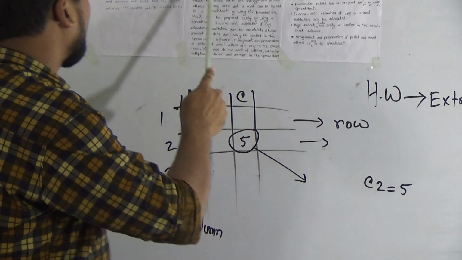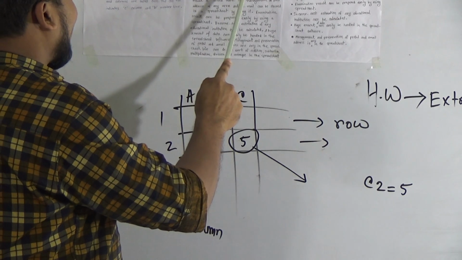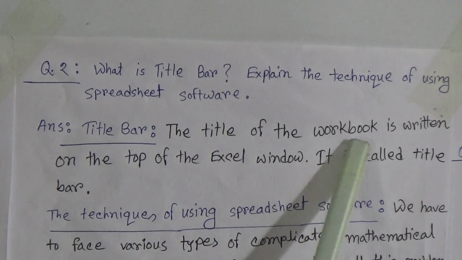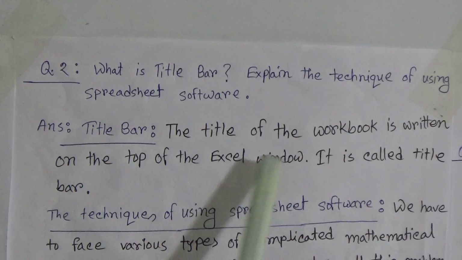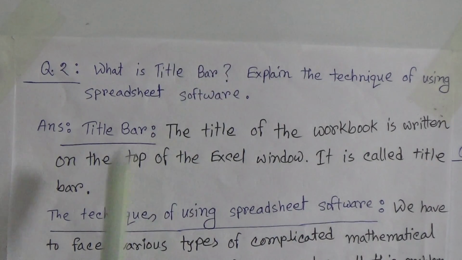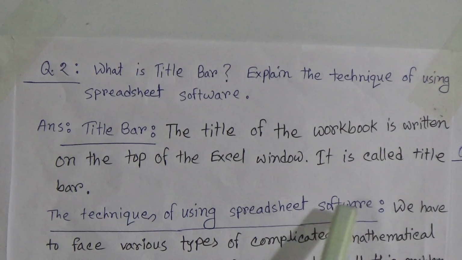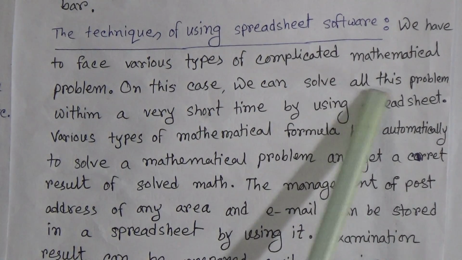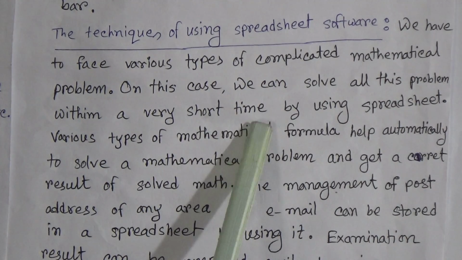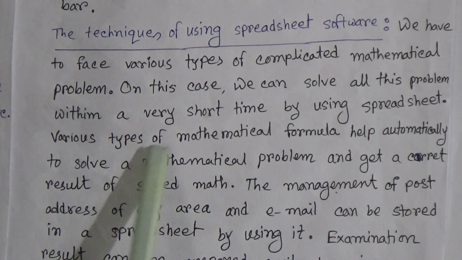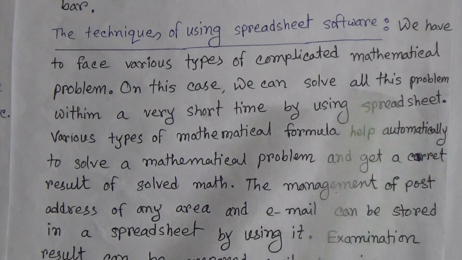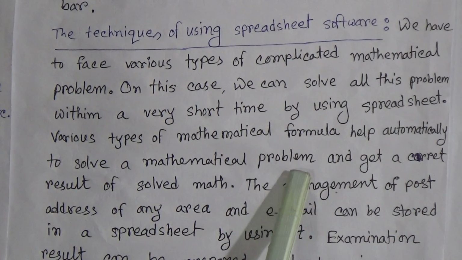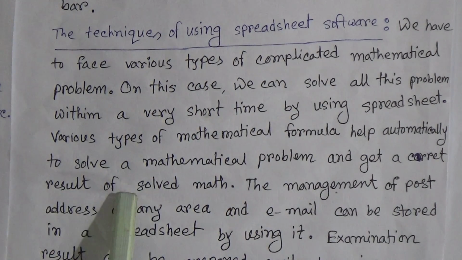Go to number 2. What is title bar? Explain the technique of using spreadsheet software. Title bar: the title of the workbook is written on the top of the Excel window. It is called title bar. The techniques of using spreadsheet software: we have to face various types of complicated mathematical problems. In this case, we can solve all these problems within a very short time by using a spreadsheet. Various types of mathematical formulas help to automatically solve a mathematical problem and get a correct result.